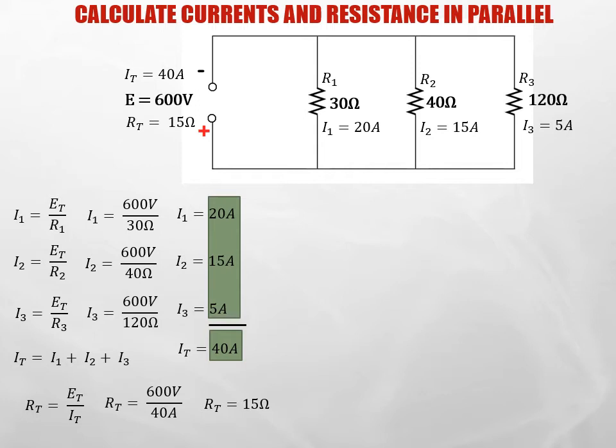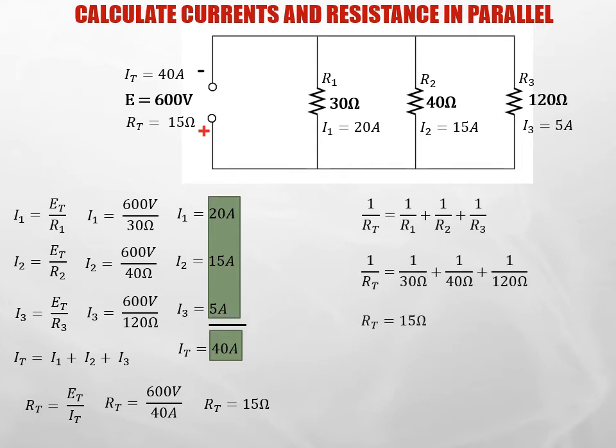Now let's use our reciprocal formula, where 1 over RT is equal to 1 over R1 plus 1 over R2 plus 1 over R3. Or 1 over 30 ohms plus 1 over 40 plus 1 over 120. And when we take the final fraction and flip it, sure enough, we get a total resistance, RT, of 15 ohms.